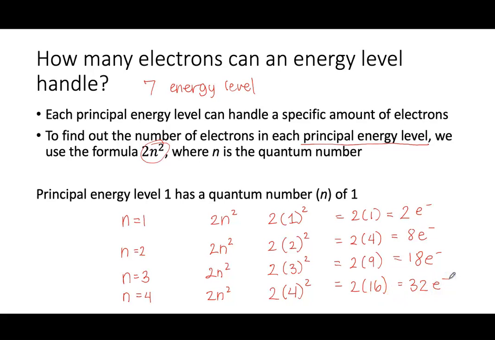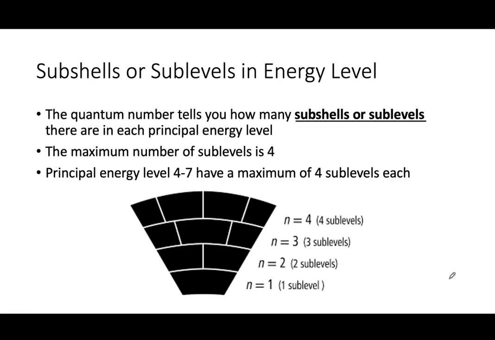As we move on to n equals 5, n equals 6, n equals 7, we can find out the maximum number of electrons each can handle by using the formula 2n squared. Now, each principal energy level actually has subshells, or sublevels. It's like a level within a level. The quantum number tells you how many subshells or sublevels you have.